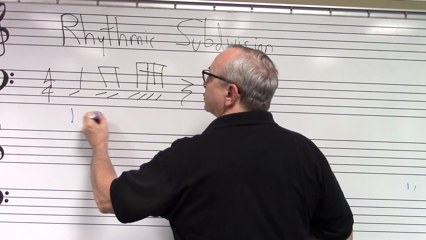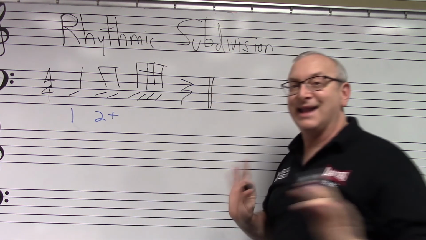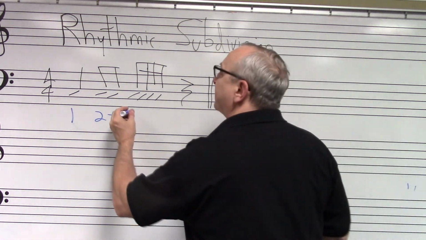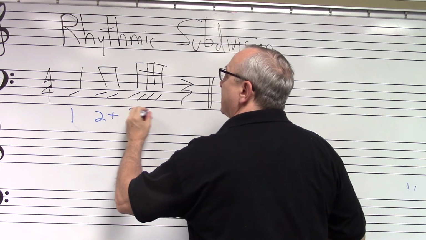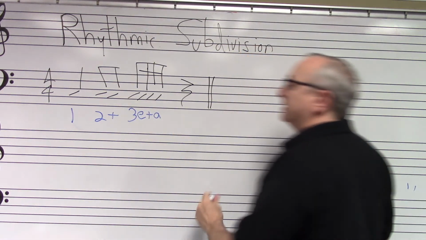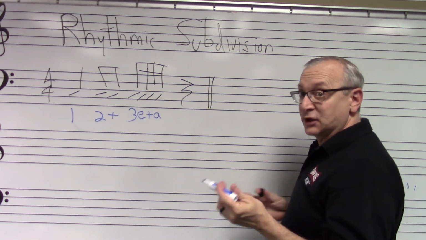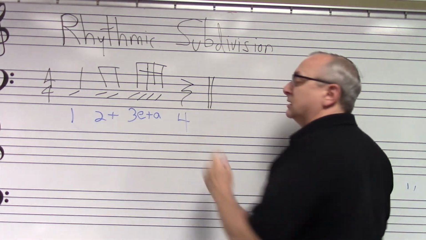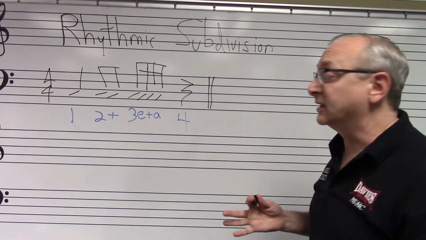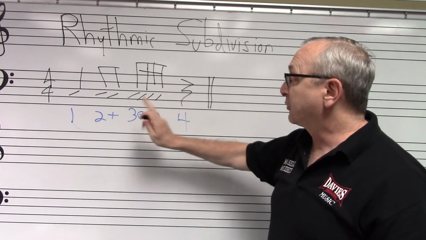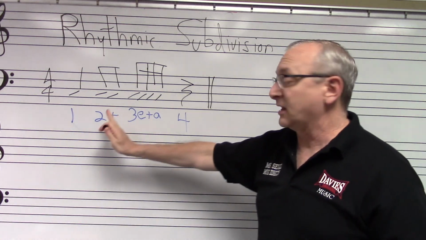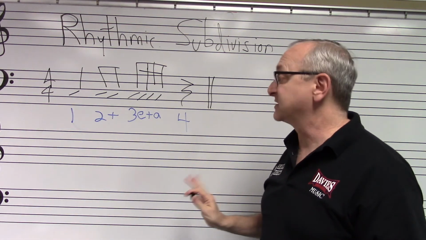1, 2, and now I'm going to use that E and a thing. This is still beat 3, 3, E, and A. And what beat is that? That's still beat 4. It's a quarter beat of silence. So we would say these 4 16th notes as 3 E and A. I could do that on beat 2, beat 1, beat 4, it doesn't matter.